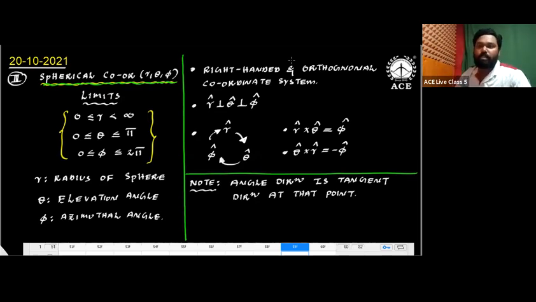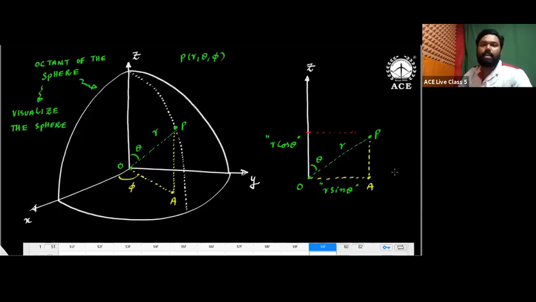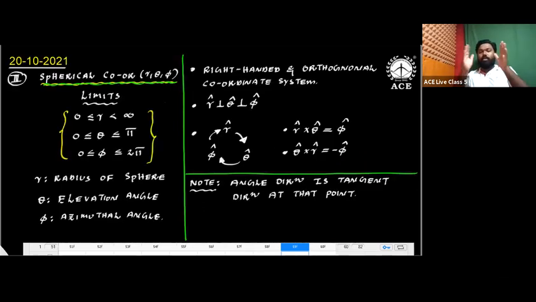To justify these limits, I'm going to give one simplest example, which is very convincing. It is defined like this with respect to x-axis, with respect to y-axis, with respect to z-axis. One of your friends may ask why only with respect to z-axis. It is just by convention. I'll give one very convincing example.